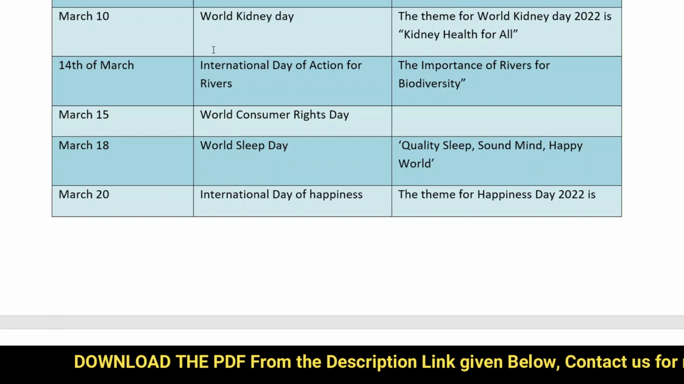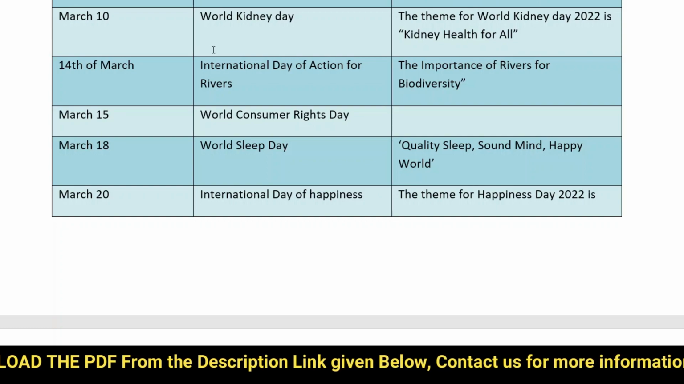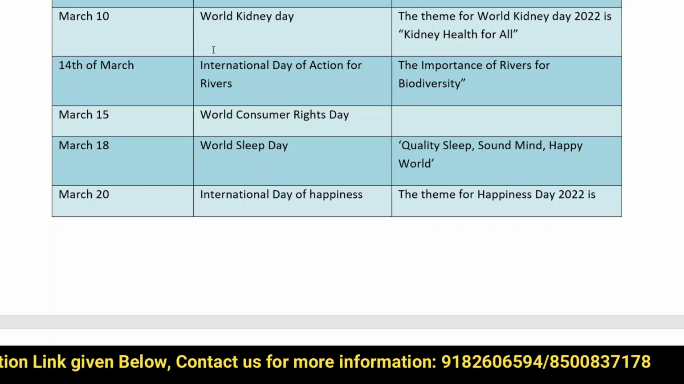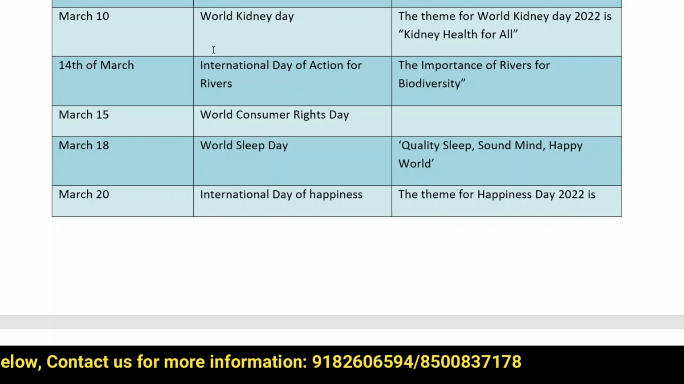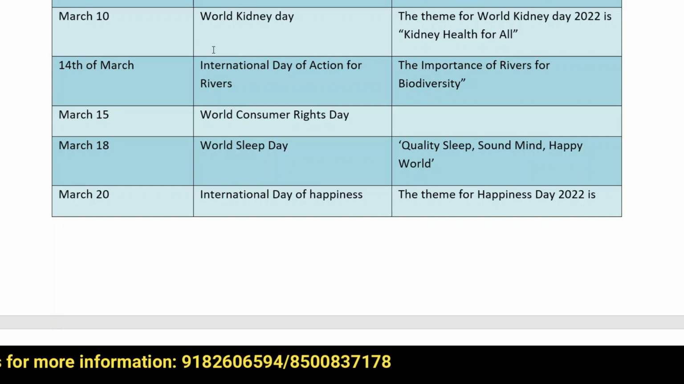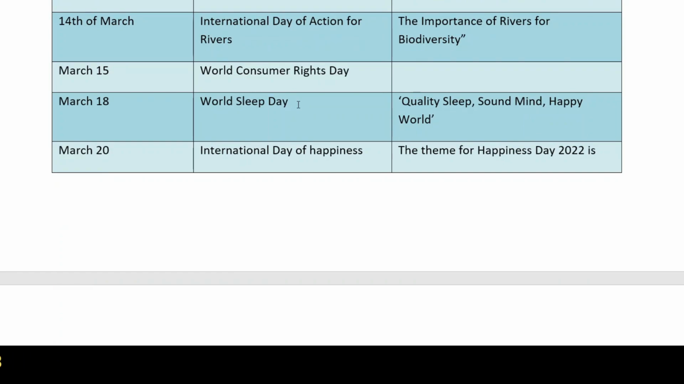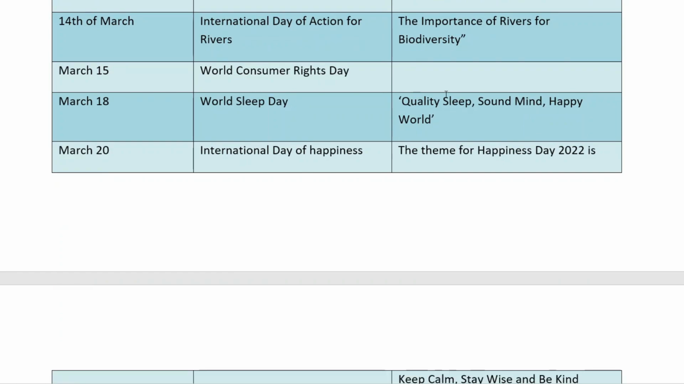The next important one is World Consumer Rights Day. It is seen on March 15th. The next important one is World Sleep Day. World Sleep Day is seen on March 18th. The theme is Quality Sleep, Sound Mind and Happy World. See, from this theme we can say that sleep is very important for a body and a sound mind and sound physical health also. So never neglect your sleep. Sleep well, but at the same time don't neglect your preparation also. March 18 is seen as World Sleep Day.